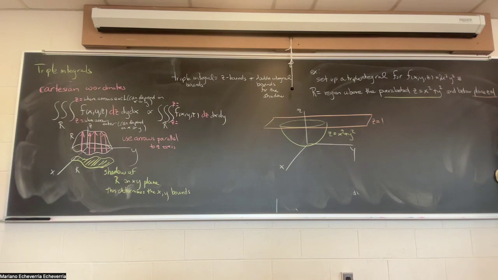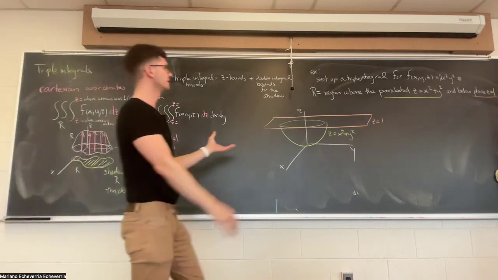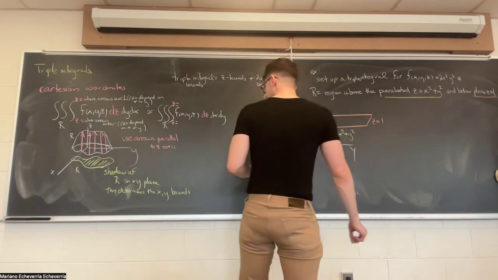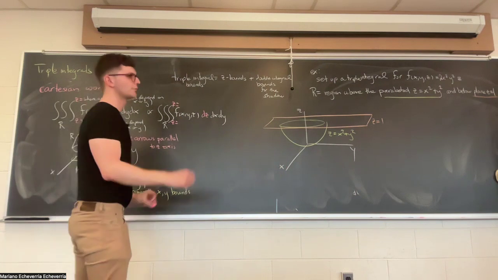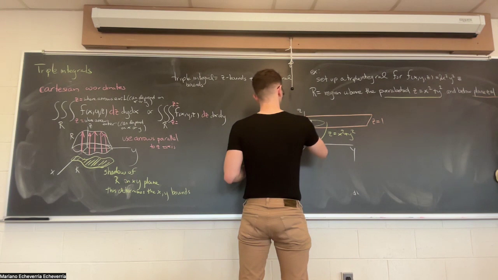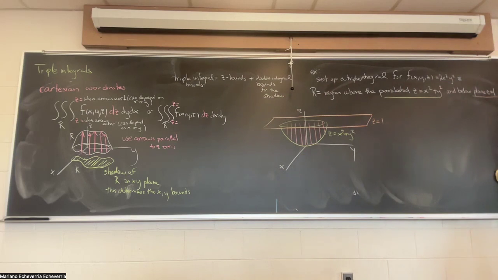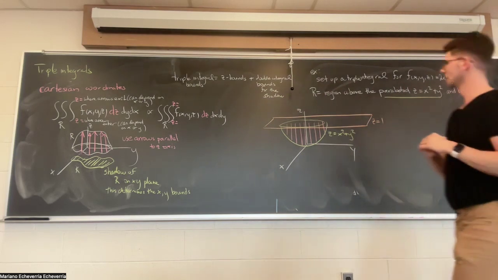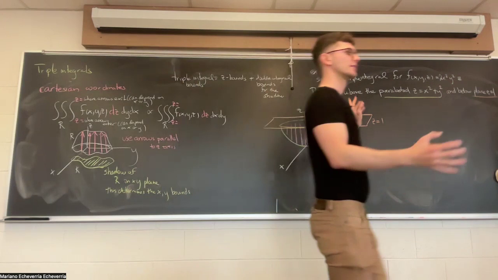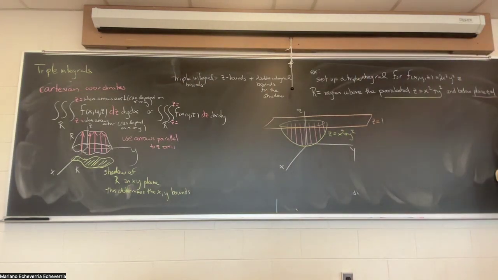So there is a region that is above the paraboloid and below the plane, which I'll color in a way that's useful for finding the bounds. It's like the inside of the salad bowl that I'm looking at. Does that make sense?